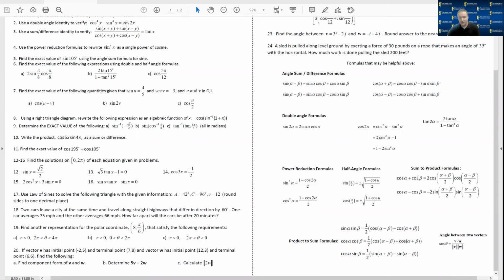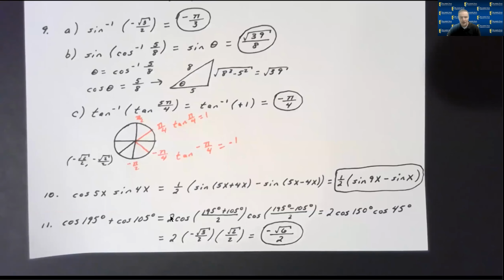Notice if I have a cosine plus a cosine, that is equal to 2 times the cosine of the sum of the angles divided by 2, times the cosine of the difference in the angles divided by 2. Apply that formula, and you'll say 2 cosine of 195 plus 105 over 2 times the cosine of 195 minus 105 divided by 2. In the first one, you'll get 300 divided by 2. That gives me the cosine of 150. The second one, 195 minus 105, gives you 90 degrees in the numerator. 90 divided by 2 is 45.